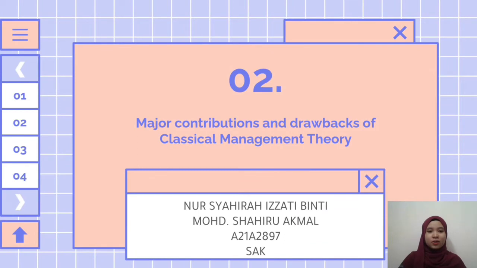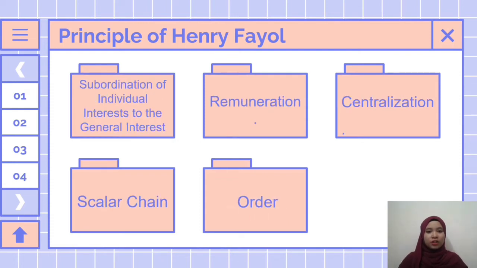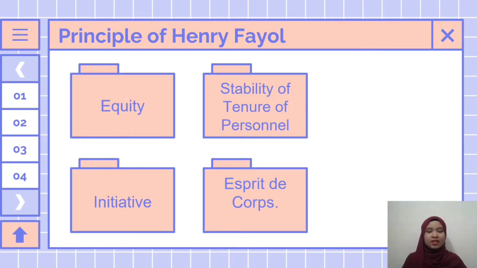The second question is about major contributions and drawbacks of classical management theory. There are 14 principles of Henri Fayol, and these are his principles: division of work, authority, discipline, unity of command, unity of direction, subordination of individual interest to the general interest, remuneration, centralization, scalar chain, order, equity, stability of tenure of personnel, initiative, and esprit de corps.